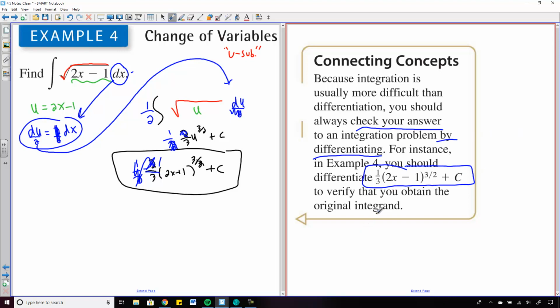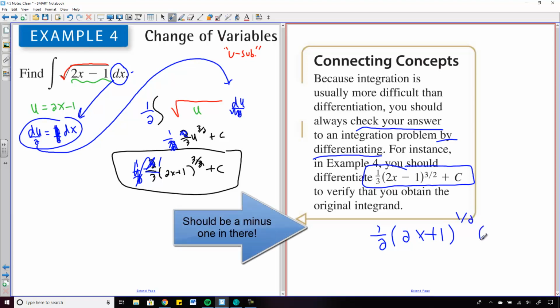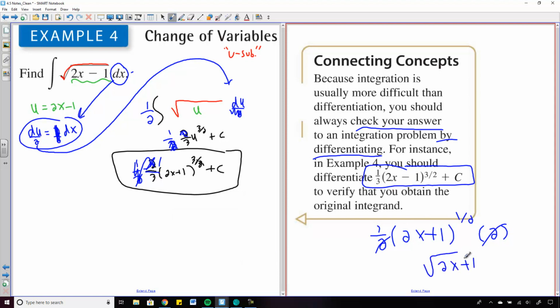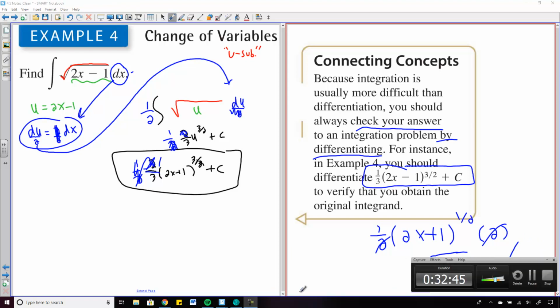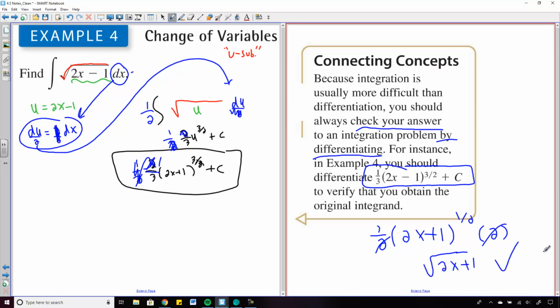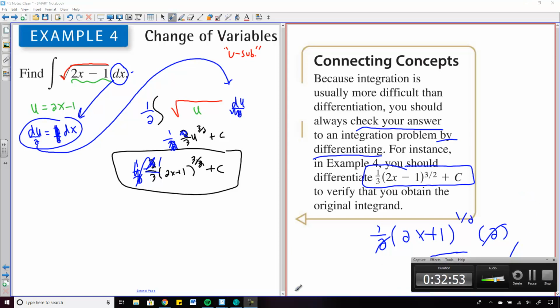Okay, so if you differentiate this, you'll get 1/2 (2x plus 1) to the 1/2. I think you'll multiply that by 2. That'll cancel. So you'll have the square root of 2x plus 1. And it's good. So that's sort of where we're at. I think we could probably stop there and keep this as a shorter video. So there we are.